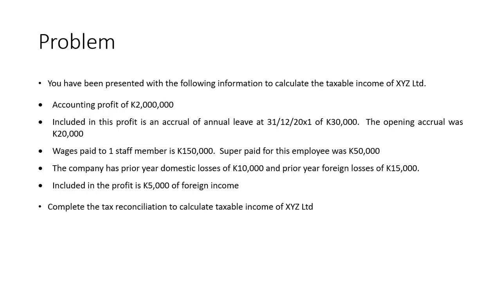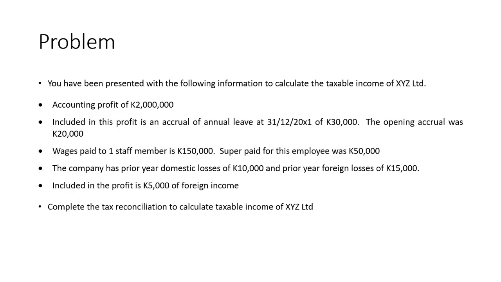So we'll start off. You will be given the accounting profit, which is basically what you have calculated using accounting standards. Included in this profit is an accrued annual leave of 30,000 kina. But there was a previously accrued one, that's the opening balance of 20,000 kina.